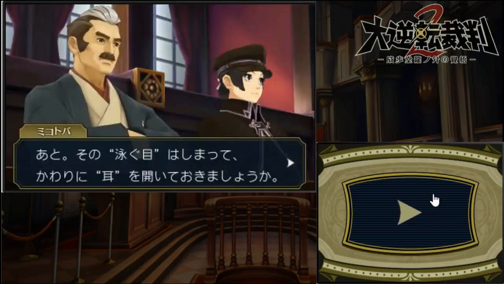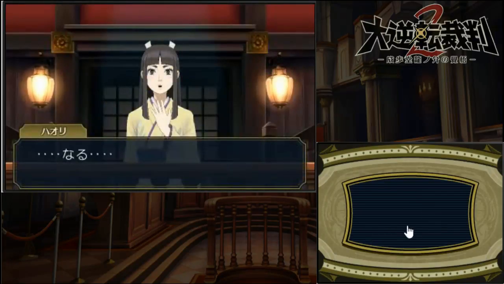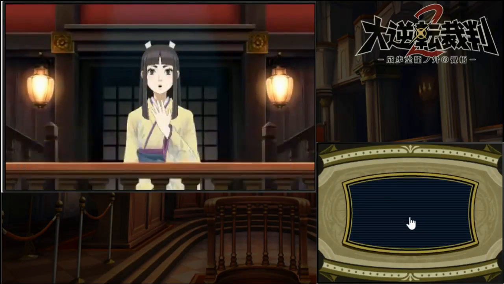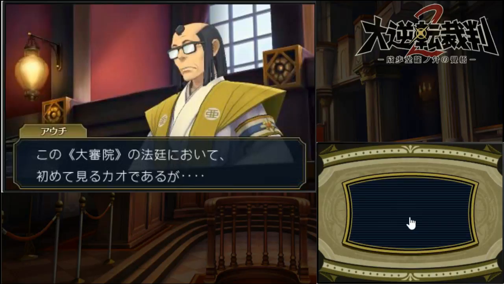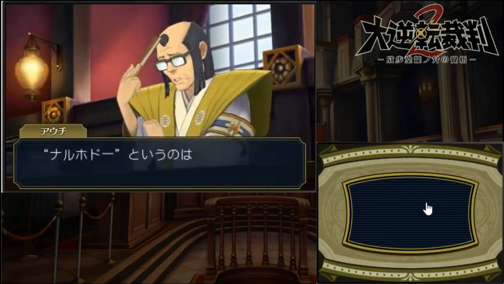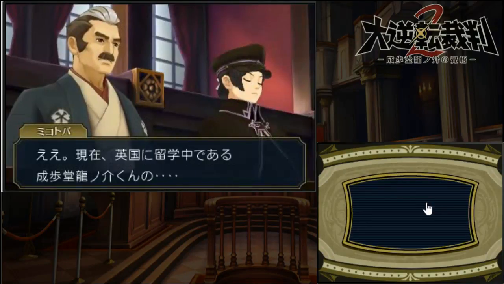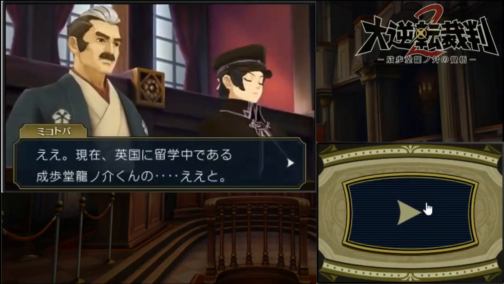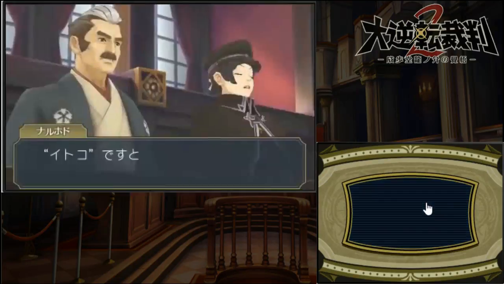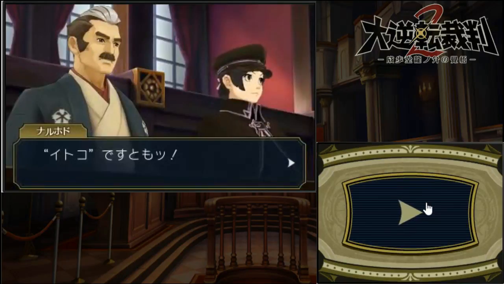Also, cease those wondering eyes and open your ears instead, will you? Naruhodo? This is the first I have seen such a face in this imperial court. However, that name Naruhodo is familiar. Would you happen to be related to the other one? The very same Naruhodo Ryunosuke, currently undergoing the exchange program in Britain. This is his... Cousin! I'm his cousin, naturally.